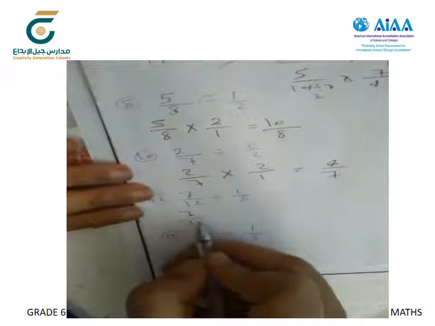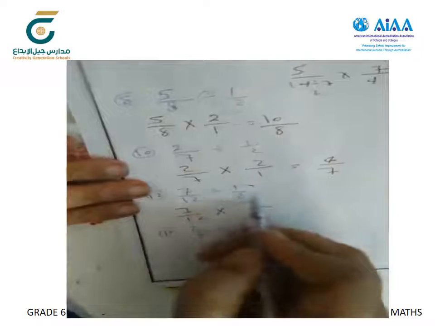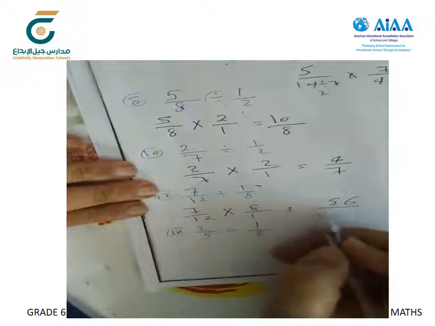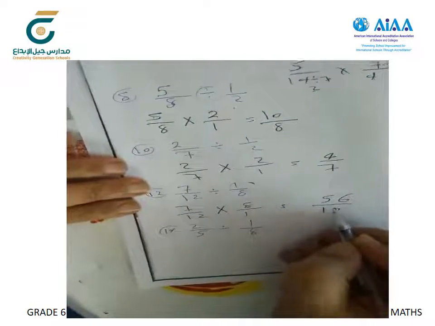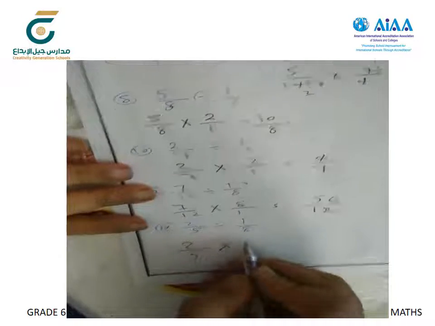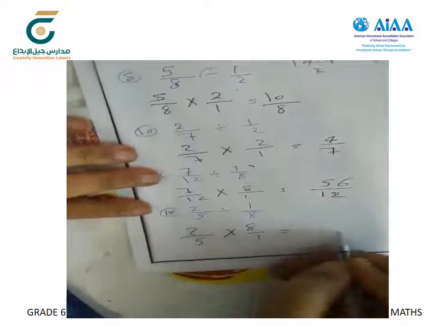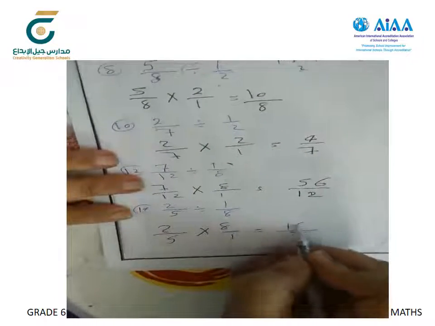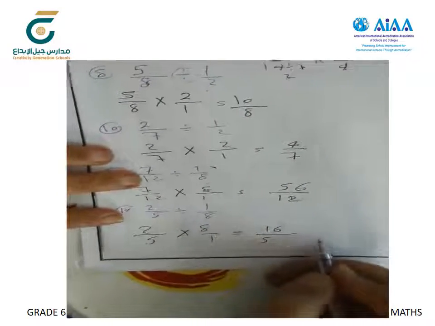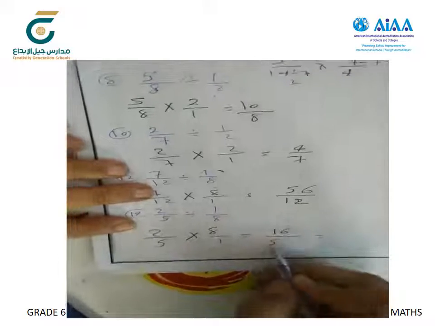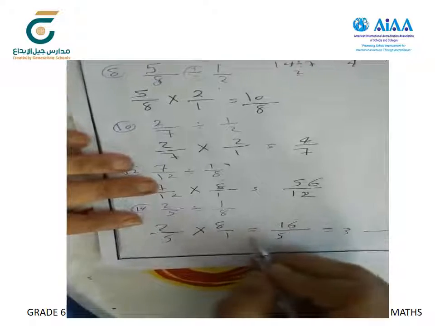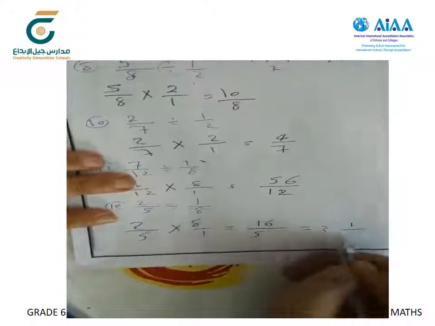The next one, 7 over 12, multiply by what? Yes, the reciprocal, it will be 8 over 1. Now we multiply, 7 times 8 equals 56, and 12 times 1 equals 12. The last one, 2 over 5, multiply by 8 over 1, equals 2 times 8 equals 16, and 5 times 1 equals 5. We can write this fraction as a mixed number by writing how many 5s in 16? Yes, 3. And when we take 15 from 16, the remainder equals 1 over 5.